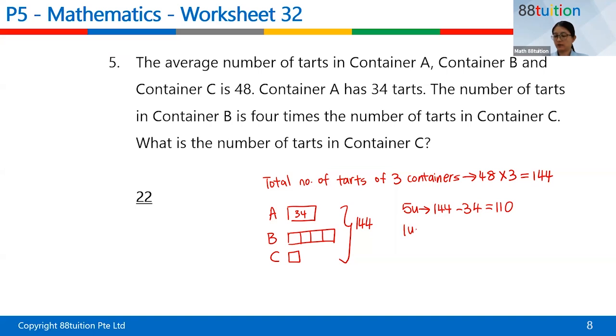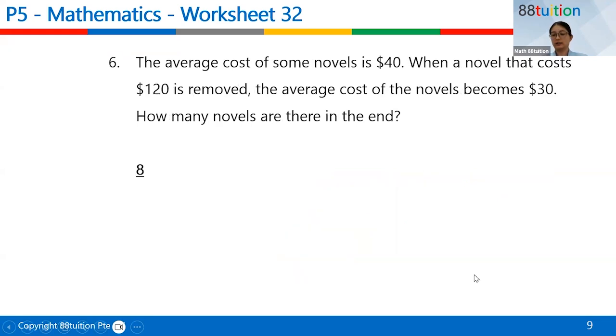So we find 1 unit. And that's it. Because you just want to find 1 unit. Okay. All right, it's easy, right? Next. The average cost of novels is 40. When the novel that costs 120 is removed, the average becomes 30.